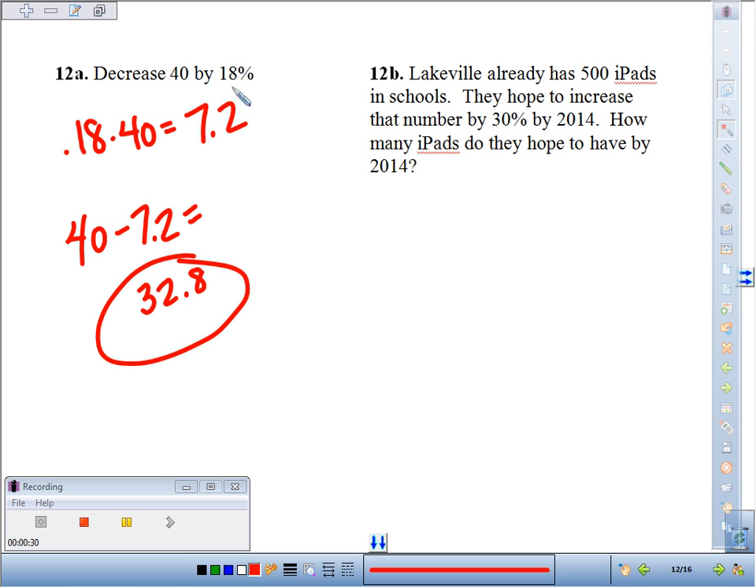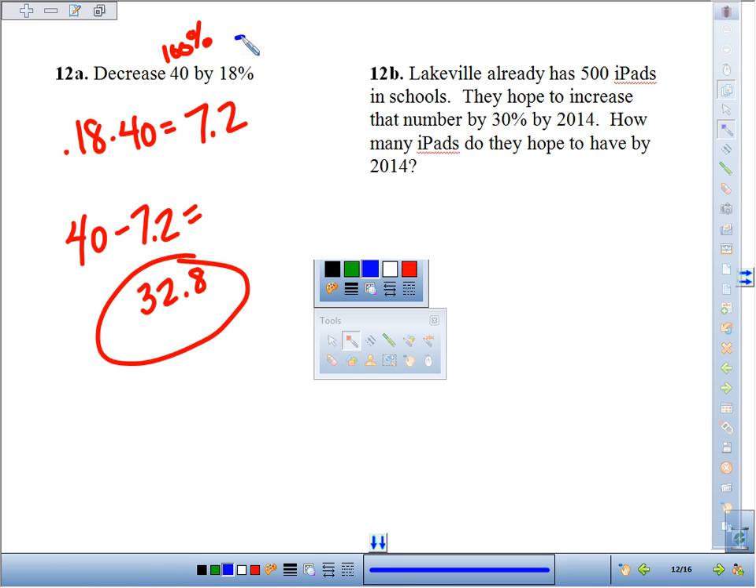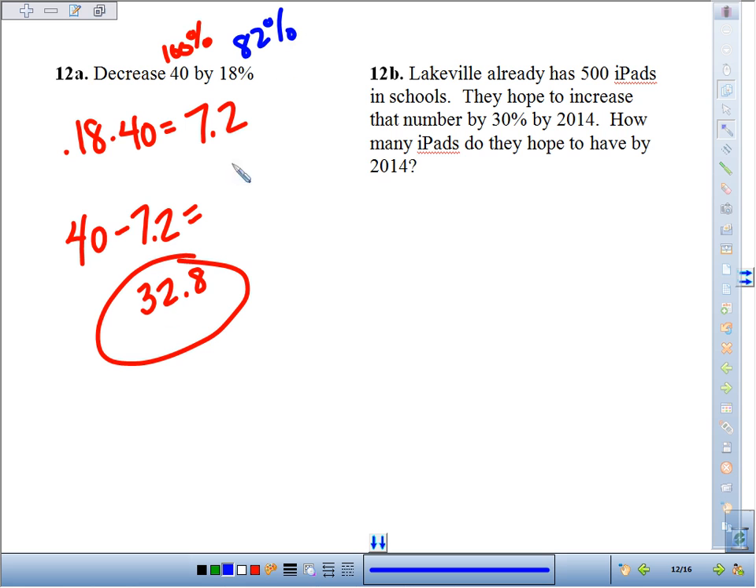Another way to think about that is to say, well, this is 100% of my value. If I decrease that by 18%, I retain 100% minus 18%, or I keep 82% of the value. Well, what's 82%, 0.82, of 40? You get the same thing, 32.8.